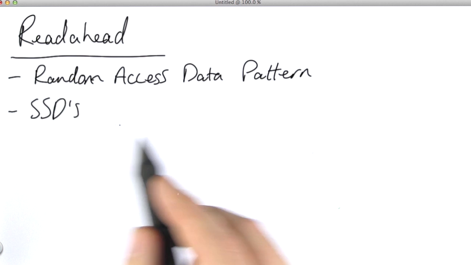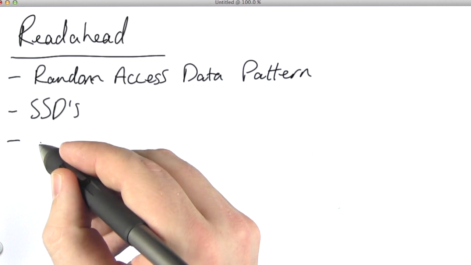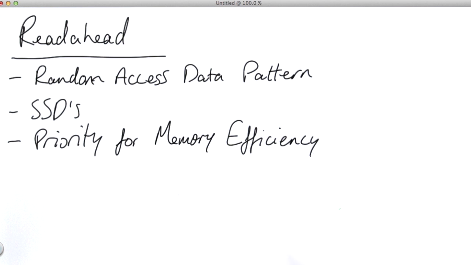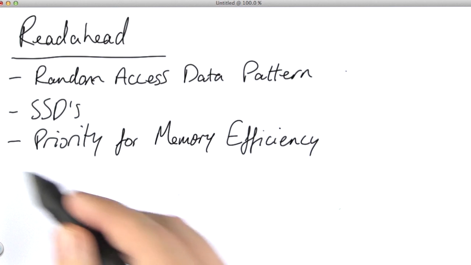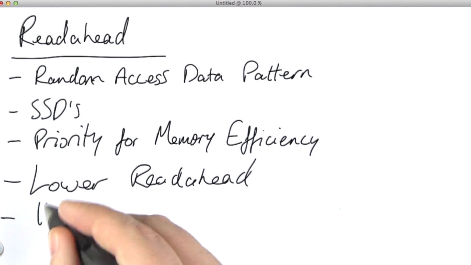So you've got a random access data pattern, maybe you've got SSDs or maybe you don't have SSDs, but you have a priority for memory efficiency. You want to get as much data and as many indexes into RAM, into active memory, as you can to keep up your performance levels. So if you've got that priority where you have SSDs, a random access data pattern, you're hitting all over the disk, as it were, then you're going to want a lower read ahead. The question then becomes, how low?